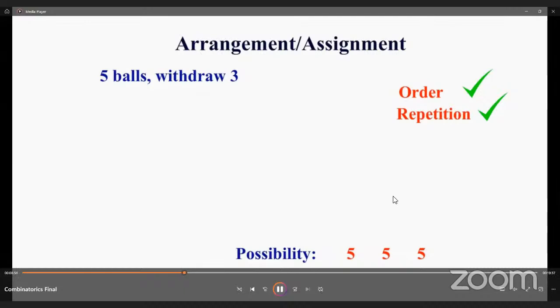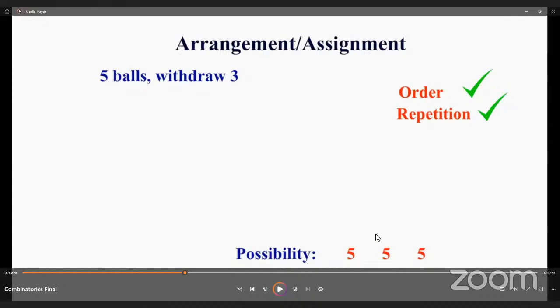Now, in general, if there are 5 balls, how many possibilities? The first one is 5, the second one is 5, the third one is 5. These are 5 parallel possibilities of the ball to be taken.